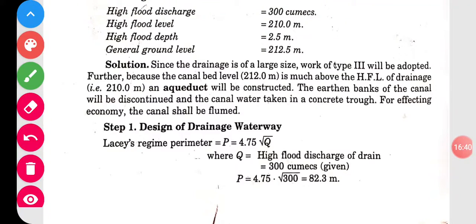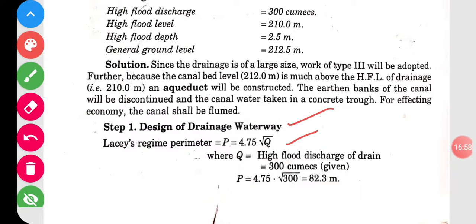So very first, I have told you step 1, what is being done: design of drainage waterway. So here the design of drainage waterway is done. There is Lacey's regime perimeter formula. This I already discussed in design considerations. This formula is used, and P, that is the perimeter, is calculated.